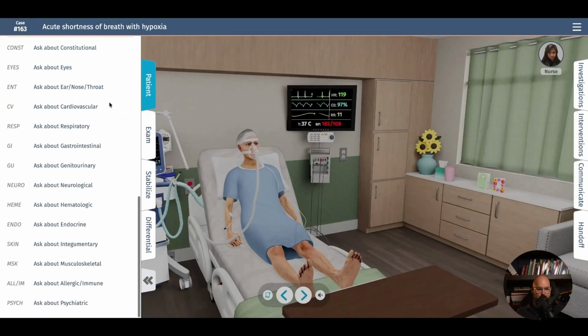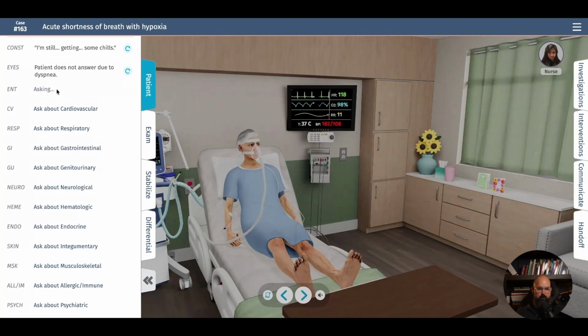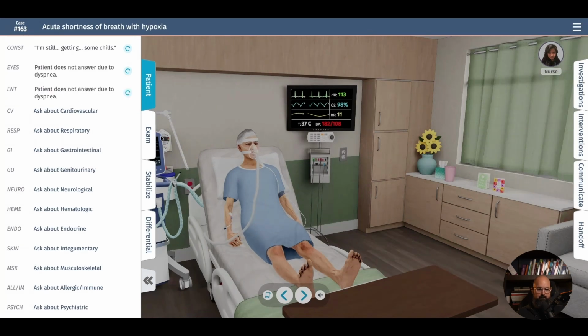So let's do a quick review of systems if she can talk to us. I'm still getting some chills. Okay. Patient does not answer due to dyspnea.